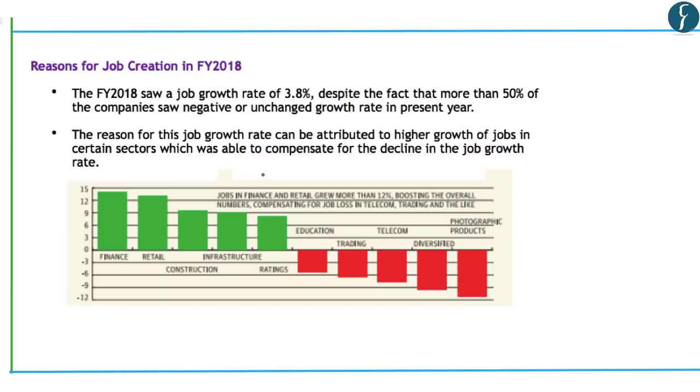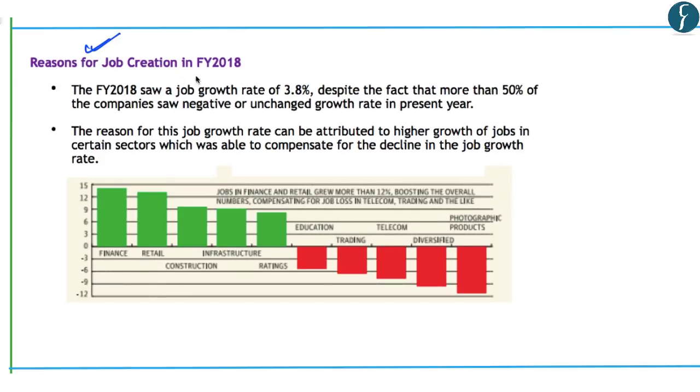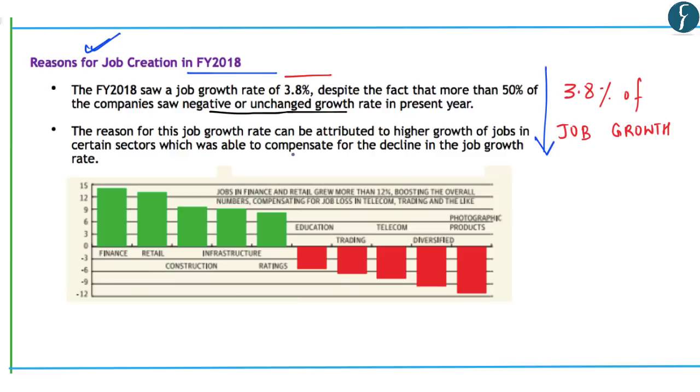Further, this article highlights that despite the inconsistent growth rate, there was also certain job creation in financial year 2018. It says that despite the fact that more than 50% of the companies saw negative or unchanged growth rate in the present year, this financial year also saw a job growth rate of 3.8%. And the reason for this can be attributed to higher growth of jobs in certain sectors of the economy, which were able to compensate for the decline in job growth in other sectors.